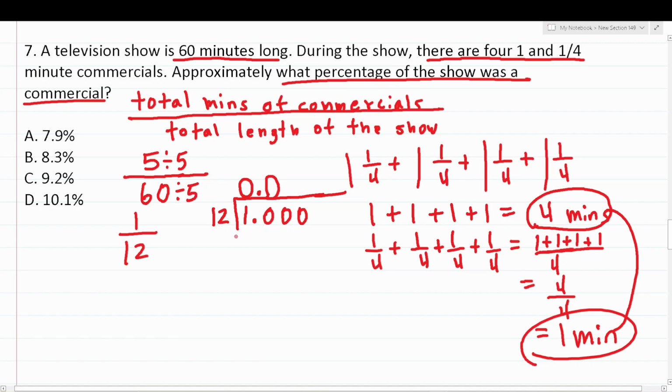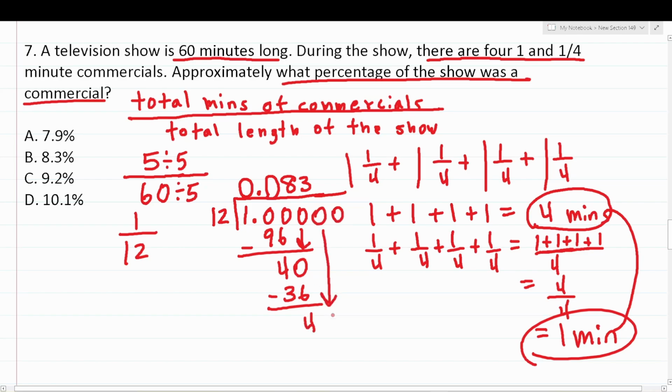And finally, we ask ourselves, how many times does 12 go into 100 without going over? Of course, that's going to be 8, and you should know your 12 times tables. 12 times 8 is 96. 100 minus 96, of course, is 4. And now we drop down this 0. Now the question is, how many times does 12 go into 40 without going over? Well, 12 times 3 is 36, and that's as close to 40 as we can get without going over. 40 minus 36 is 4. And again, we have as many zeros here as we need. And you should see that this is just going to repeat. This is going to be 8, 3, 3, 3, 3, 3, 3.